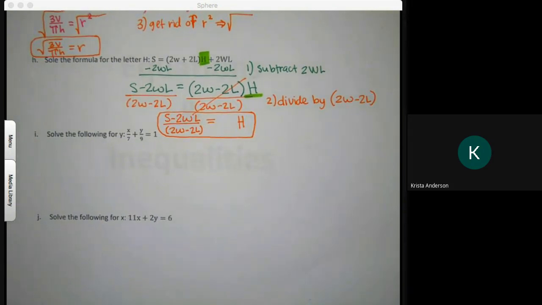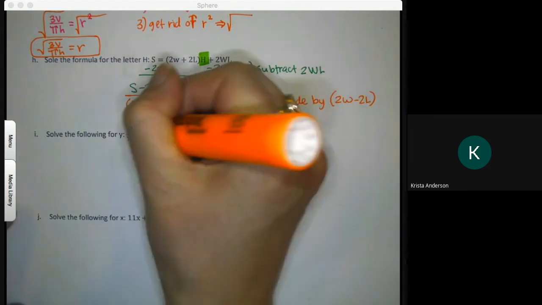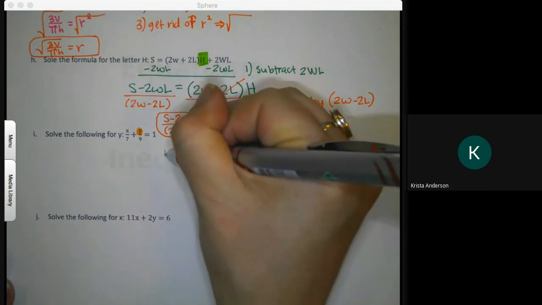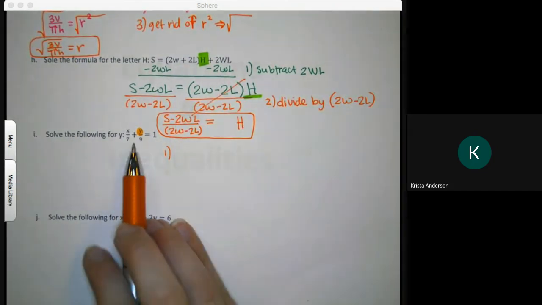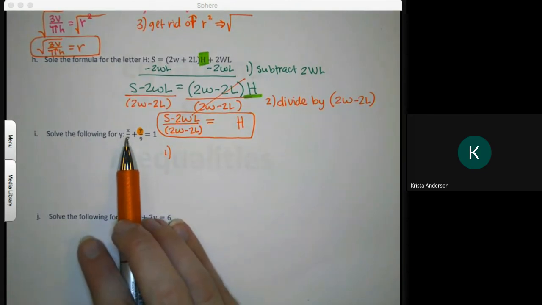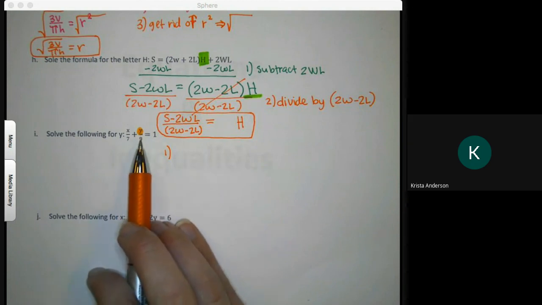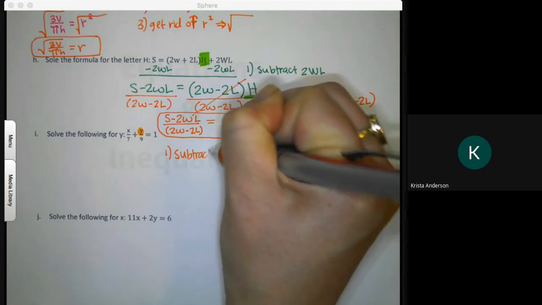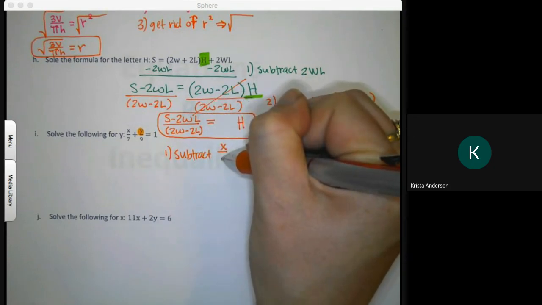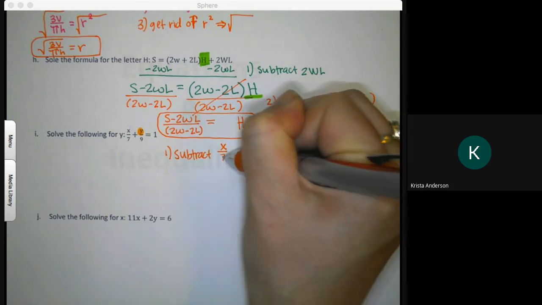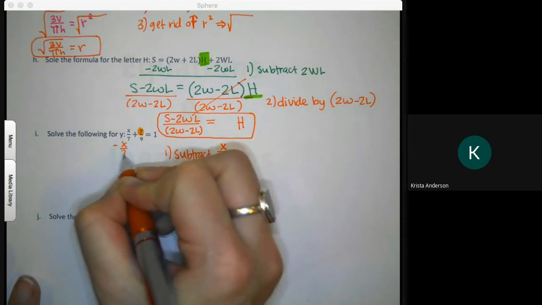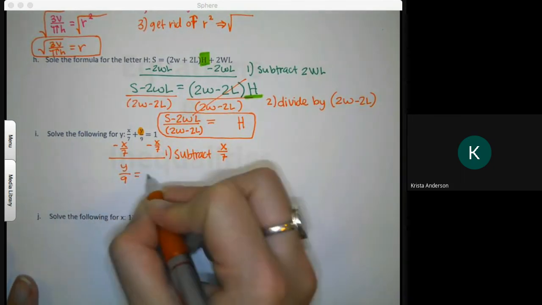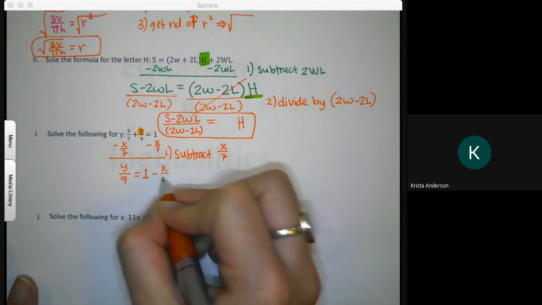Question: I want to solve for the y. Is there anything being added or subtracted to it? You see there's a plus sign? X over 7 is being added to the y over 9. When I add those together, I can undo through subtraction. There are different ways to do this. You don't have to do it this way. That would give me y over 9 equals 1 minus x over 7.